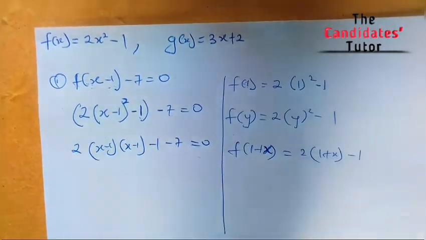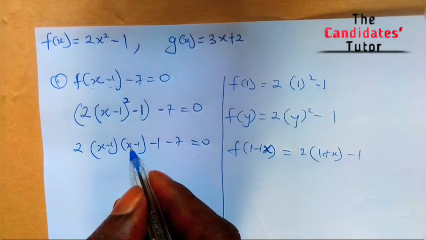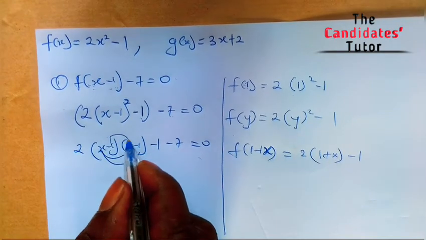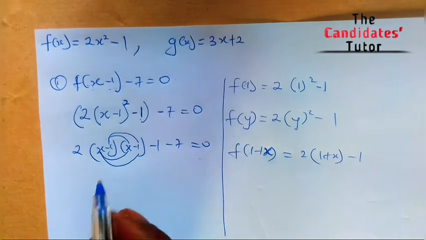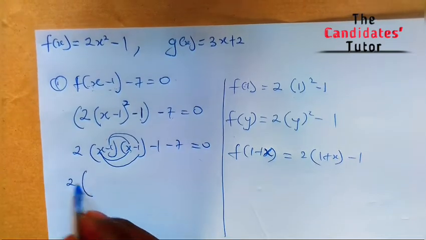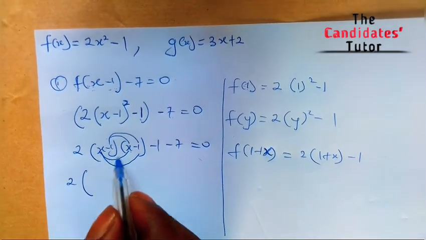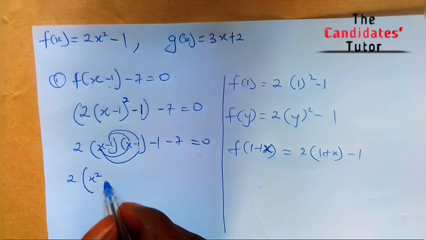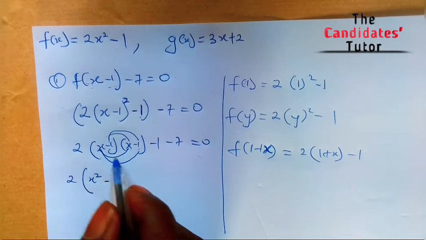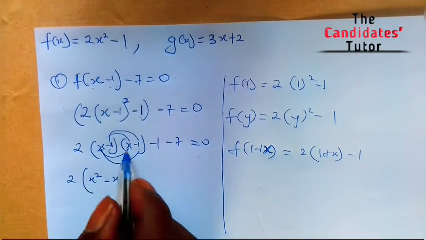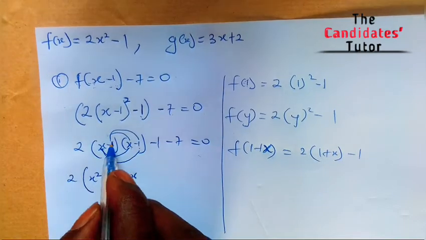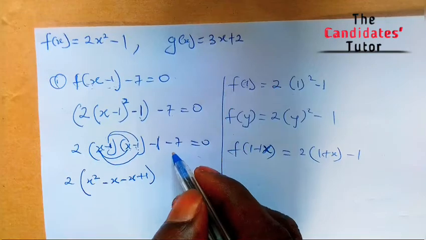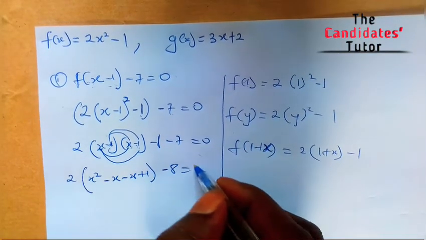Alright, so the next step is we're going to expand this. If you know how to expand, this multiplies this and multiplies that, then this one multiplies this and multiplies that too. So we are going to have 2, this one is constant, so x multiplied by x, you're going to get x squared. Then x multiplied by negative 1, we get negative x. We come here, negative 1 multiplied by x, we get negative x. And if negative 1 multiplies another negative 1, we are going to get positive 1. Now negative 1 minus the 7, we are going to get negative 8 equal to 0.